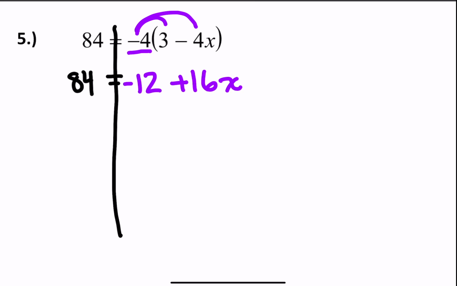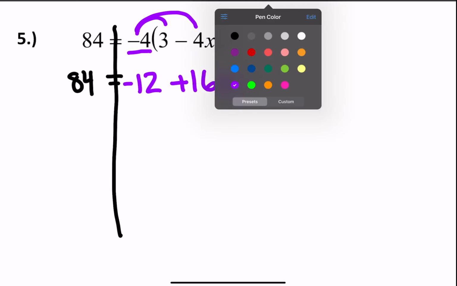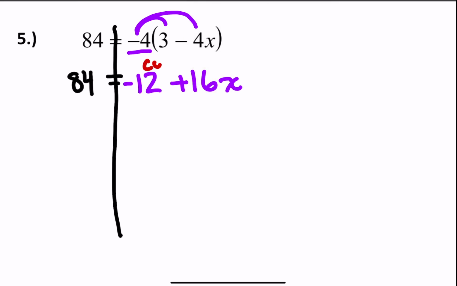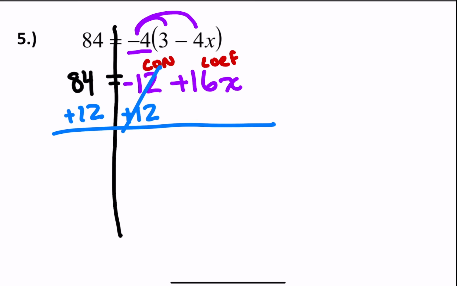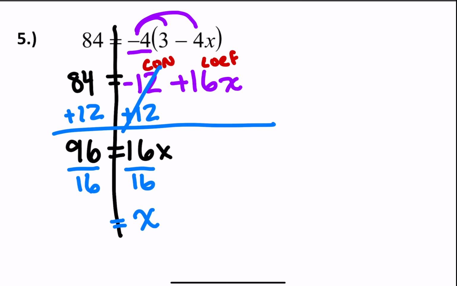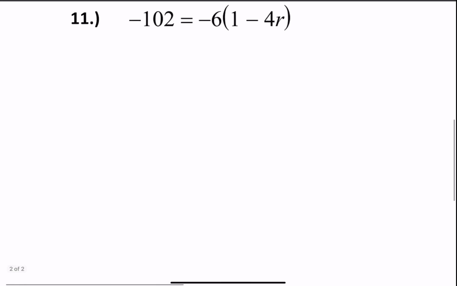I don't have any like terms to combine, so now I have to figure out the constant and coefficient. Well, this is my constant, this is my coefficient. So to get rid of this constant, we have a negative 12, so we want to add 12 on both sides. This leaves us with 16x equals 96. Then we gotta get rid of that 16 by dividing on both sides. And this leaves us with x equals 6.